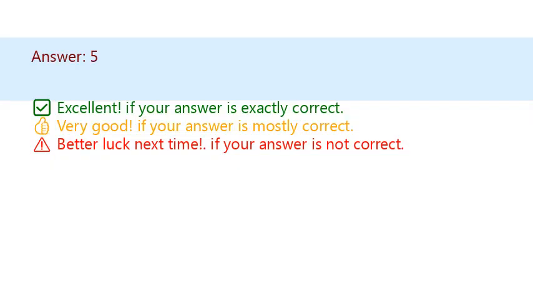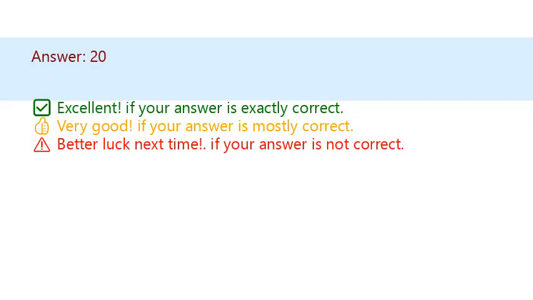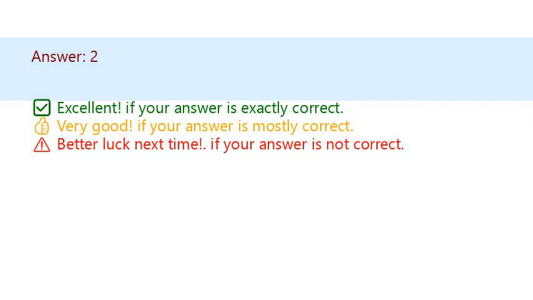Answer, 5. Count by fives from 0: 0, 5, 10, 15. Answer, 20. What is 9 minus 7? Answer, 2.